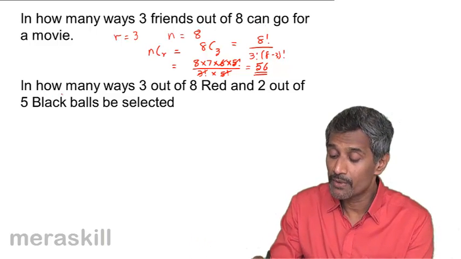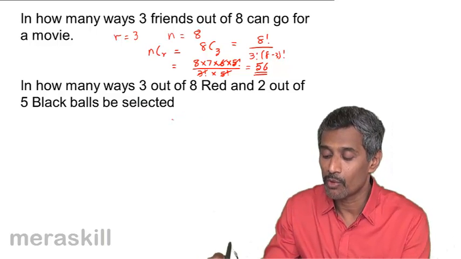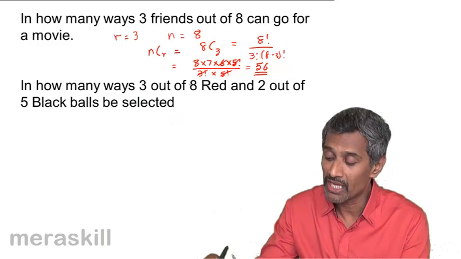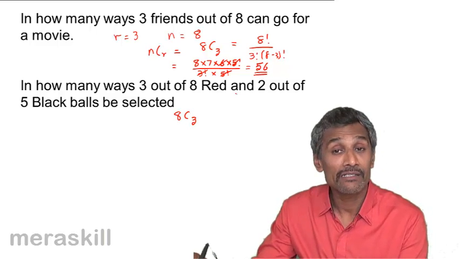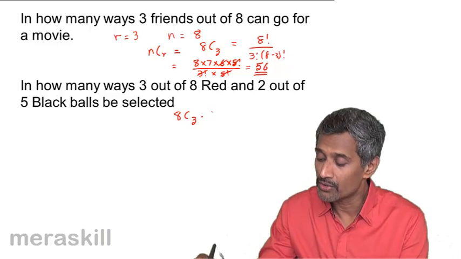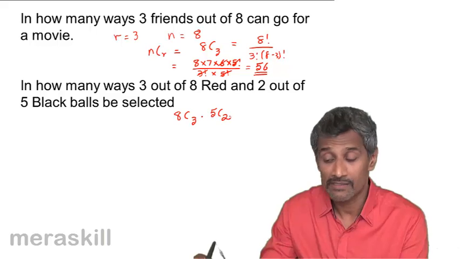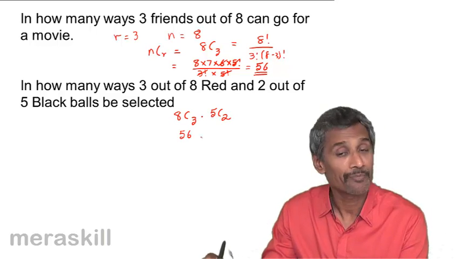Then we have a case wherein we ask in how many ways 3 out of 8 red and 2 out of 5 black balls can be selected. So this is going to be 3 out of 8, so it's going to be 8C3. And it is not told "or", it is "and", hence it is "and" 2 out of 5. So it's going to be 5C2. 8C3 we calculated is already 56.